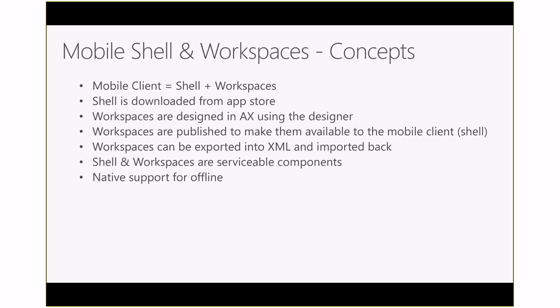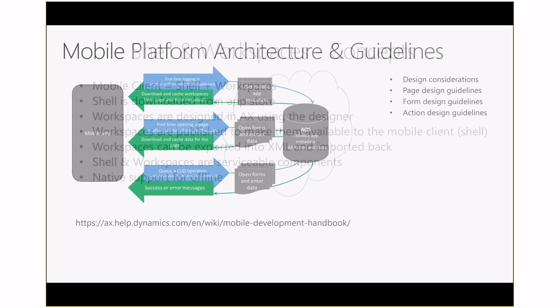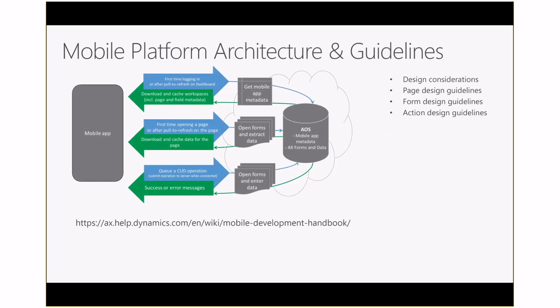So from an architecture perspective, what this diagram is trying to show is basically how the interactions happen between the mobile client and the AOS on the AX side or Dynamics 365 for operations side. For those of you who are familiar with the task recorder concept, behind the scene, the task recorder is what is used to generate the workspace for the mobile, and we'll take a look at that in a short while. So anytime the user is interacting on the mobile device, the basic action is replayed on the AOS side.